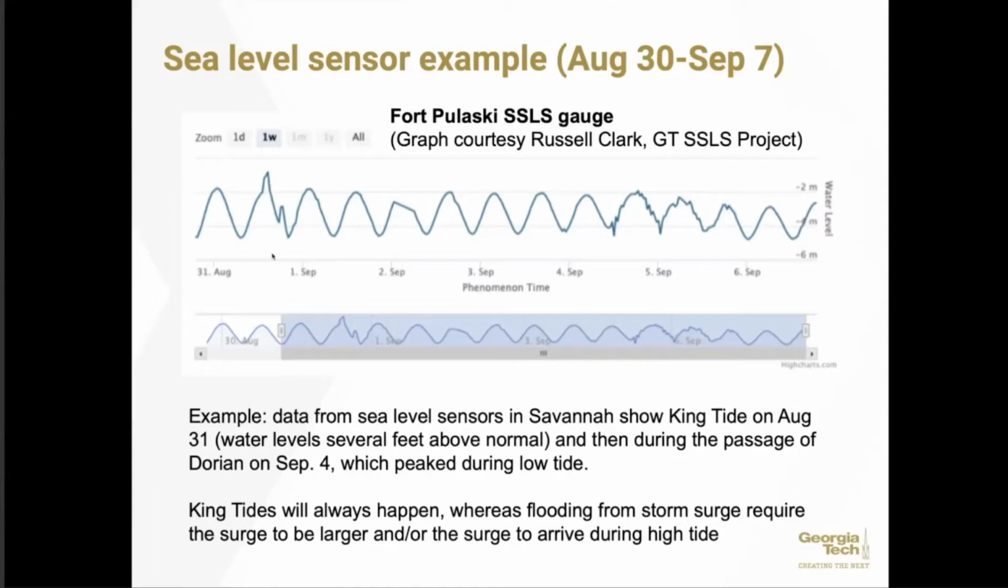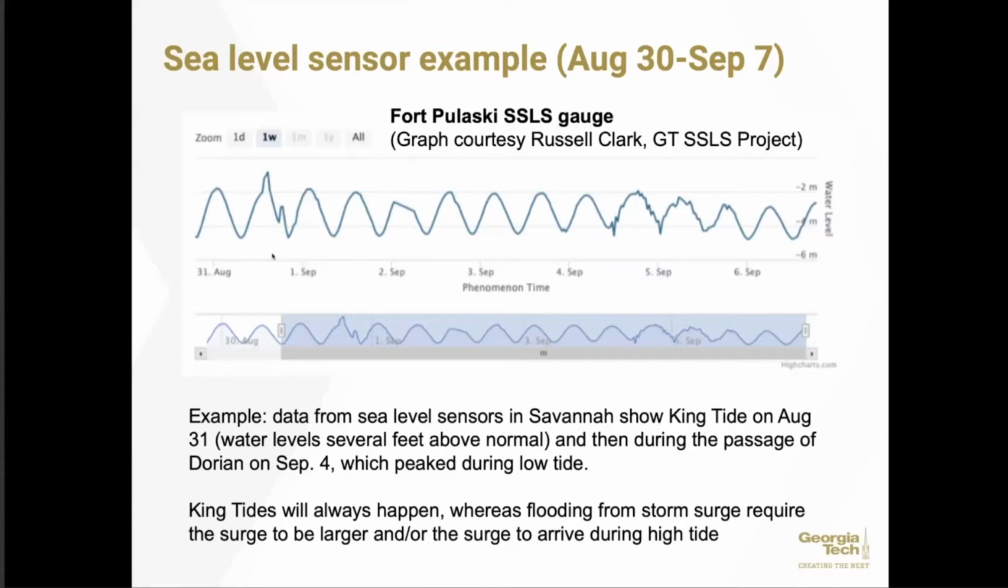First there was this event, and then about 5 days later, Hurricane Dorian passed by this location. It didn't make landfall here, but passed by on September 4th. The interesting thing is that even though you can see the noisiness that comes about due to Hurricane Dorian causing a lot of wave activity in this region, because the closest pass of Hurricane Dorian occurred during low tide, you don't actually see very much of a signal.